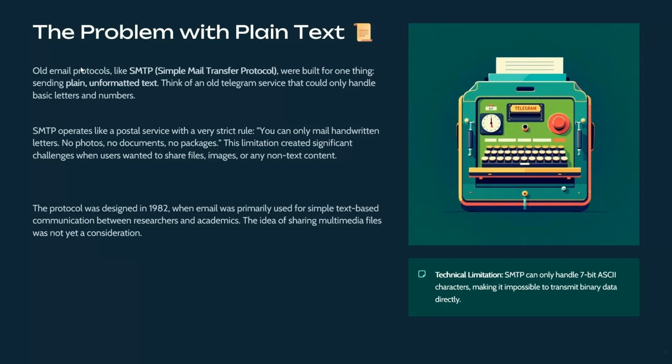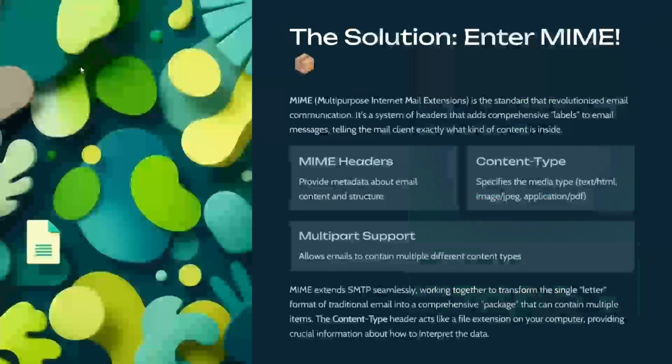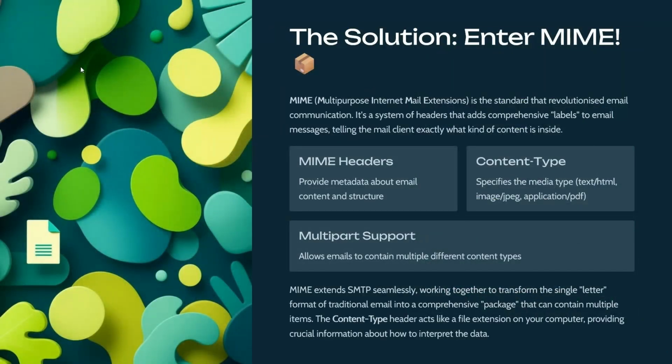The Simple Mail Transfer Protocol was designed in 1982 when email was primarily used for simple text-based communication between researchers and academics. At that time, sharing multimedia files was not a consideration. So the solution is MIME. If you try to send raw binary files over SMTP, you risk corruption, truncation, or outright rejection by intermediate mail servers that enforce 7-bit ASCII or line length rules. Simple text can survive SMTP unchanged, binary cannot.